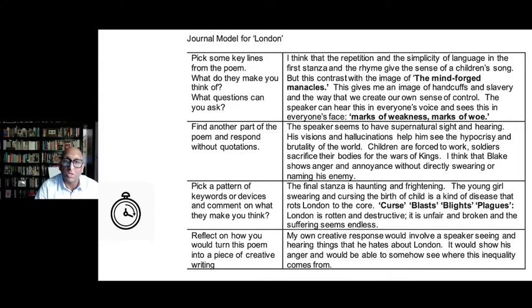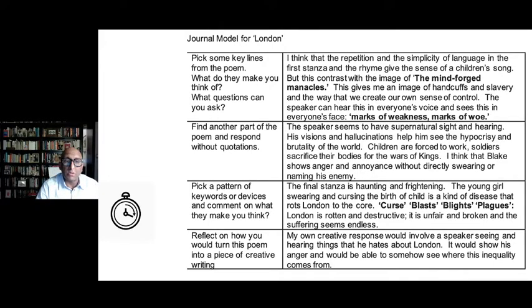I think the repetition and the simplicity of language in the first stanza and the rhyme give the sense of a children's song. But this contrasts with the image of the mind-forged manacles. This gives me an image of handcuffs and slavery and the way that we create our own sense of control. The speaker can hear this in everyone's voice and sees this in everyone's face. Okay, so that's a basic response that I could make.